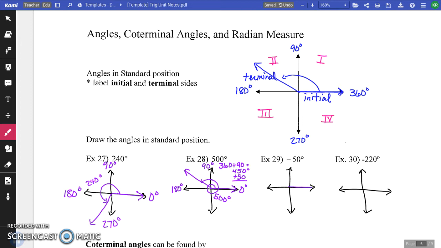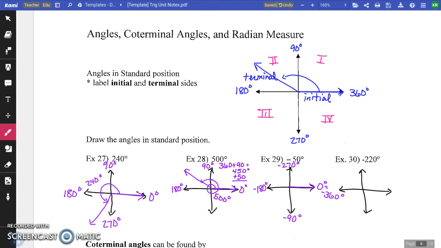Okay, you can also have negative angle measure. So positive angles that we've been talking about go counterclockwise. Negative angles go clockwise. So if I go clockwise around, one rotation clockwise would give you a negative 360 degrees. Okay, so here would be a negative 90, this would be negative 180, and negative 270.